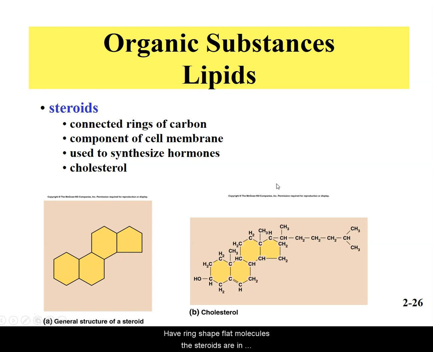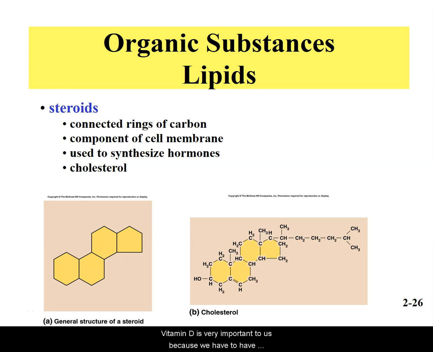Steroids have ring-shaped flat molecules. The steroids are in membranes that help stabilize them. It synthesizes other steroids. Some hormones are steroid-based, like sex hormones. Also, we need to synthesize vitamin D, and that is synthesized by a steroid.